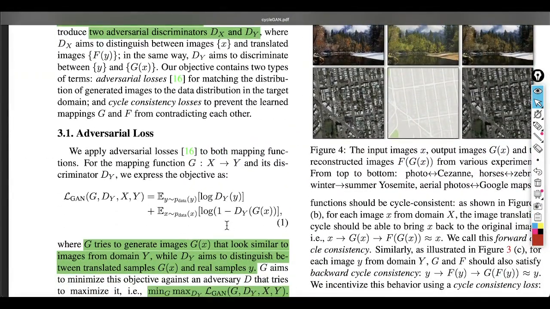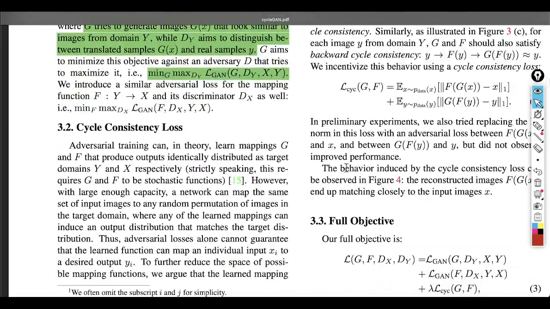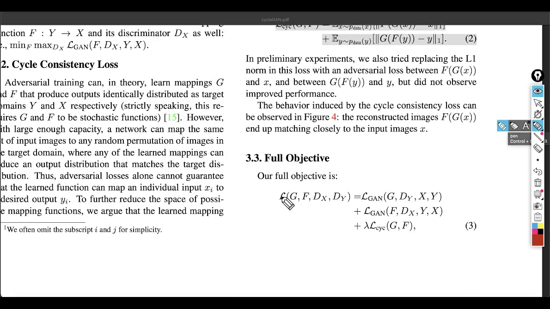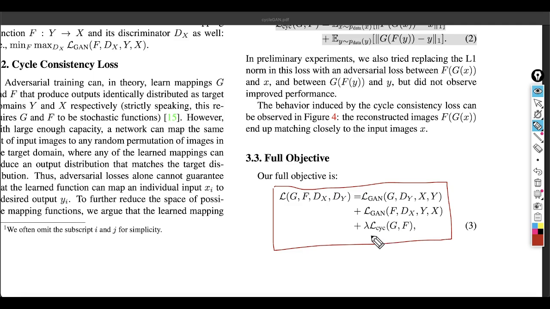Now talking about the equation of adversarial loss, I won't go much into the mathematical part, but this is the basic adversarial loss that we find in every other GAN type. And then we have the cycle consistency loss equation here, which is this. The main goal of this entire CycleGAN is combining both this cycle consistency loss as well as the adversarial loss. As you can see, this is the full objective of your CycleGAN, where you are combining the cycle consistency loss of both generators G and F along with the individual adversarial losses of generator G and generator F. So that was the entire objective of CycleGAN.